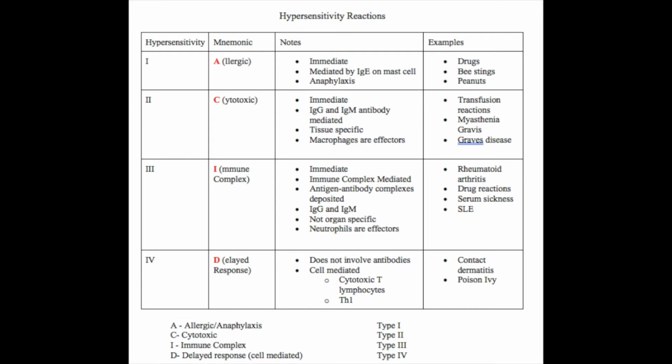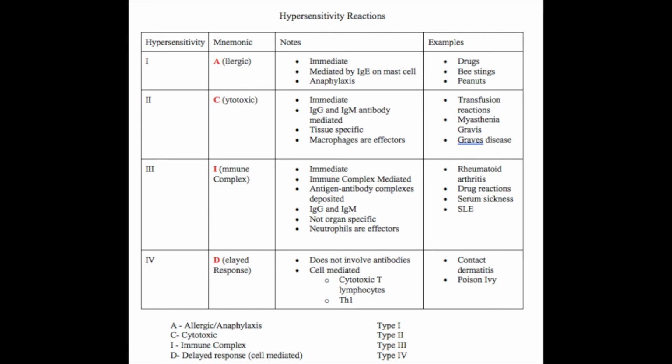The next type of hypersensitivity is type 3. It goes with the letter I in ACID. This is because it has to do with immune complexes, so the antigen-antibody complex that's formed when the immune system is activated. It's also immediate. It's mediated by IgG and IgM as well. The neutrophils are the effectors, but it's not organ specific. So rheumatoid arthritis is an example of this that I thought was really interesting.